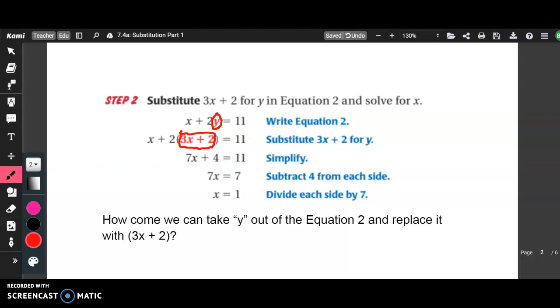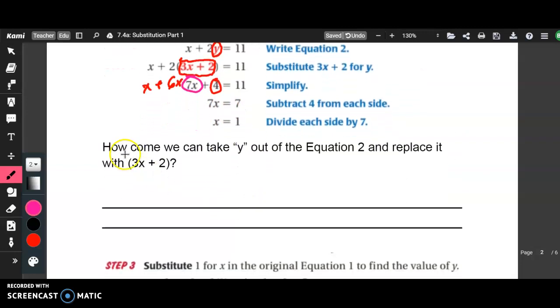Then what they did was simplify it. They took 2 times 3x and got 6x, and then 2 times 2, which was 4. That's where this 4 comes from. And then 6x plus 1x gives us the 7x that I see here. From there, they just solved the equation. Eventually, they got x equals 1.